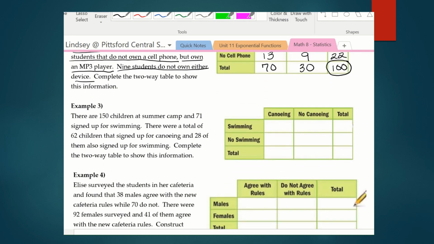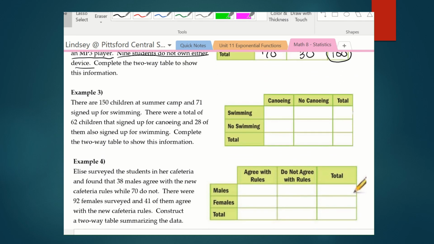Taking a look at example 3, there's 150 children at summer camp. Now, if you look at your table, we're comparing the two categories here, canoeing and swimming. So that 150 children at summer camp, that's our total sample, our total population. And if you remember where that goes, in the bottom right corner.